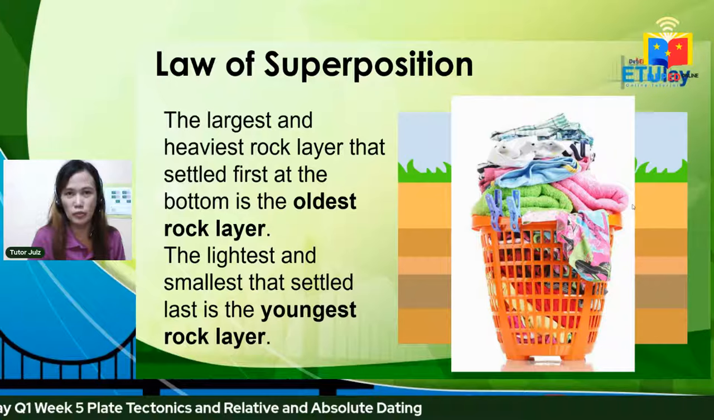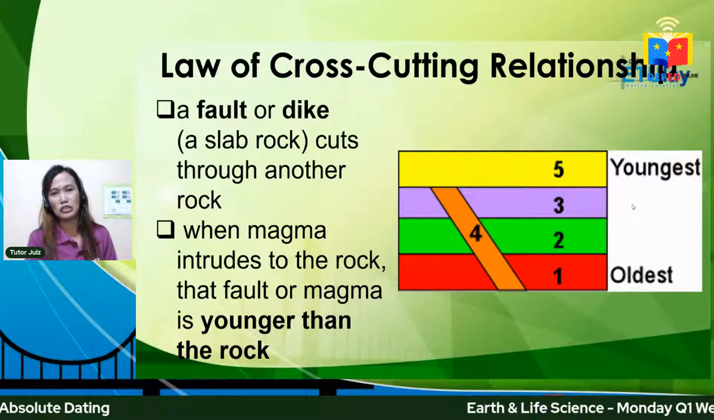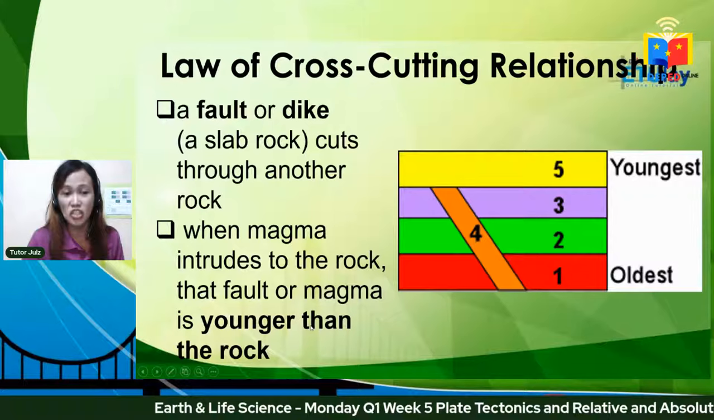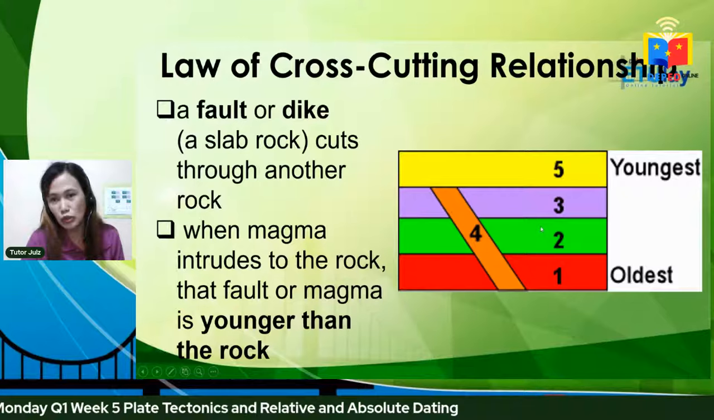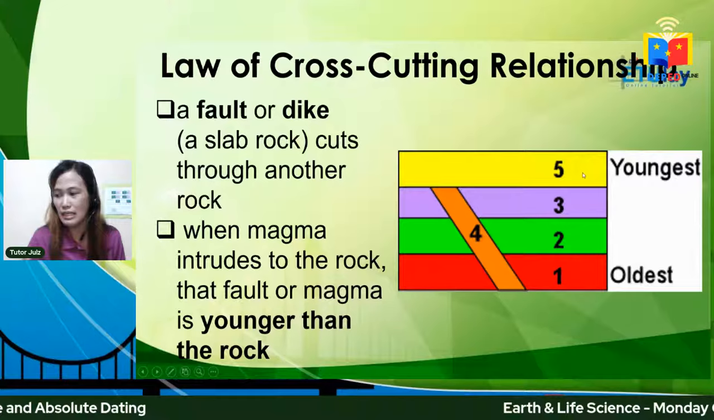That is the analogy. Okay, let's have the law of cross-cutting relationship. In the law of cross-cutting relationship, when magma intrudes the rock, that fault or magma is younger than the rock. So here, ito yung cross-cutting. So 1, 2, 3, those are considered older compared to number 4, and the youngest is number 5.